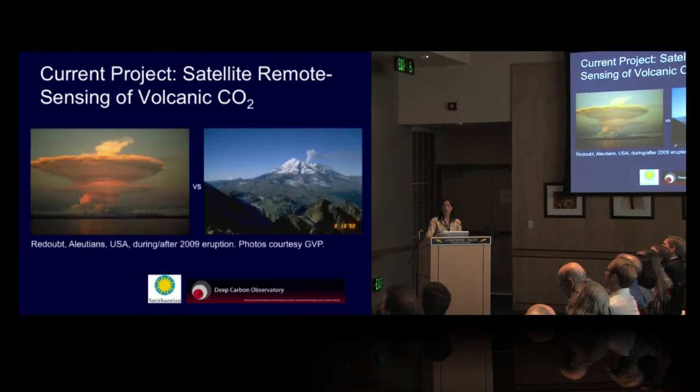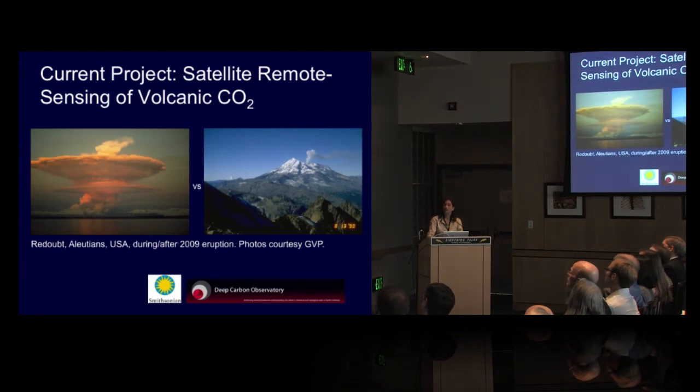Okay? We're not so lucky with volcanoes on land. They erupt directly to the atmosphere. The carbon is lost to the atmosphere. And so how can we monitor the thousands of volcanoes around the planet outgassing to space, out to the atmosphere? Well, we are engaging in a very high-risk project. We're attempting to measure for the very first time carbon dioxide emissions from volcanoes using satellite-based remote sensing. We have a postdoc arriving in September, funded by the consortia and the Deep Carbon Observatory, to do exactly this.